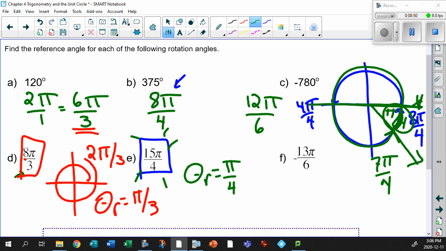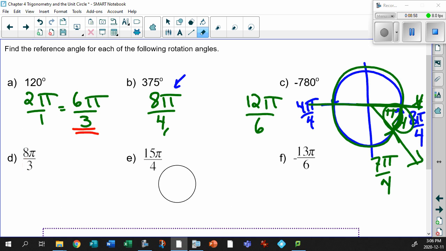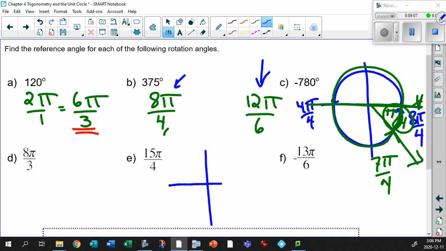One more chance to get it. If not, back up the podcast and watch it again. Let's do this last one here, okay? The last one, see if we can figure it out. Minus 13 pi over 6. Look at that. There's 12 pi over 6. So let's draw it.